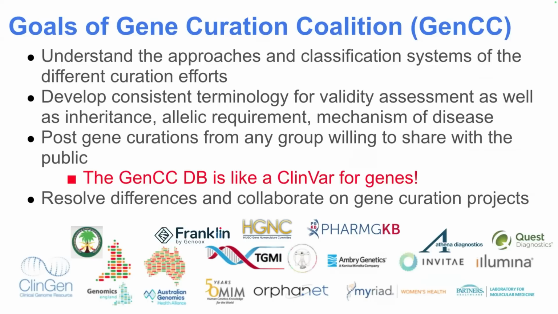So we all came together for gene disease validity, as a gene causing disease in a monogenic, highly penetrant context, to understand the approaches and classification systems of these different efforts, and then to develop consistent terminology for a variety of different things: gene disease strengths, inheritance, allelic requirement, and mechanism of disease. Really to get on the same page so that we could post gene curations from any group willing to share. The GenCC database itself is like a ClinVar, but it's for gene curations. It's assertions of gene disease relationships. And once we had this database, we were going to mine it and use it to resolve differences and collaborate on gene curation projects.